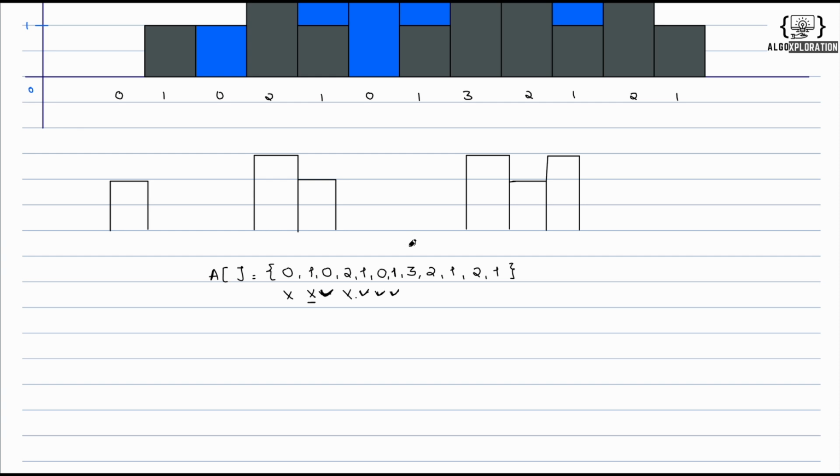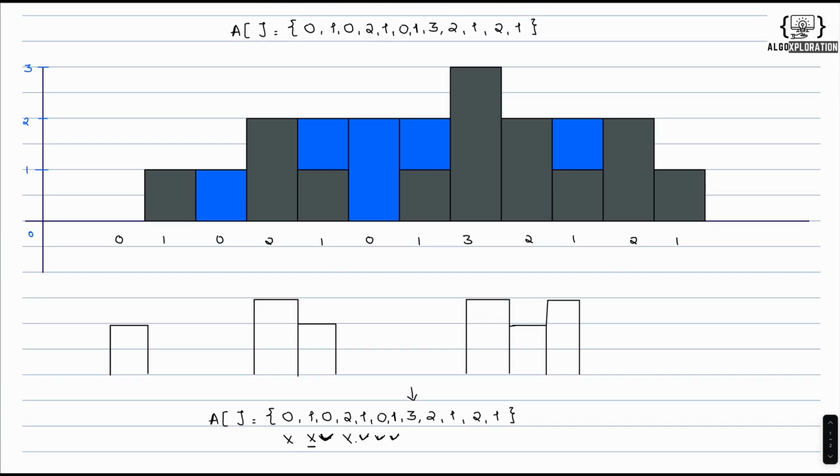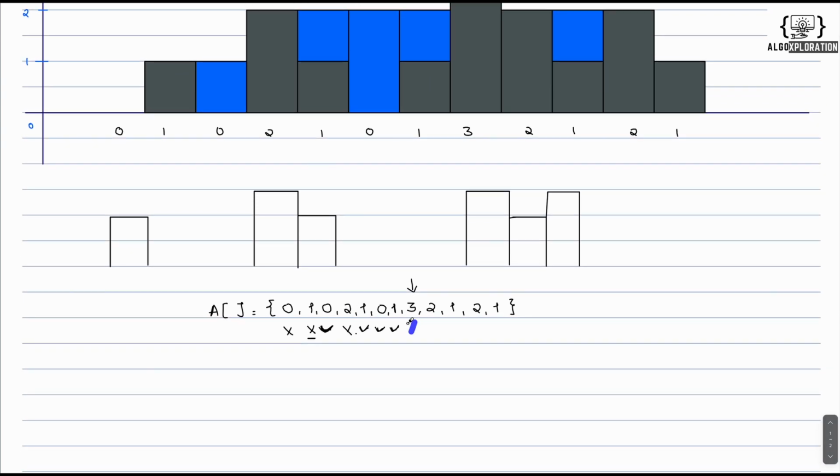Now for the building with height 3, this building is actually the highest of all. It cannot hold the water, because if the water comes, it will simply flow away. So this building cannot hold the water.